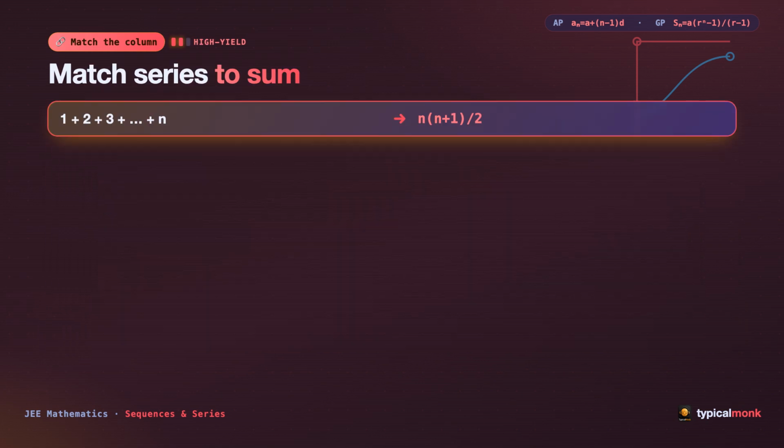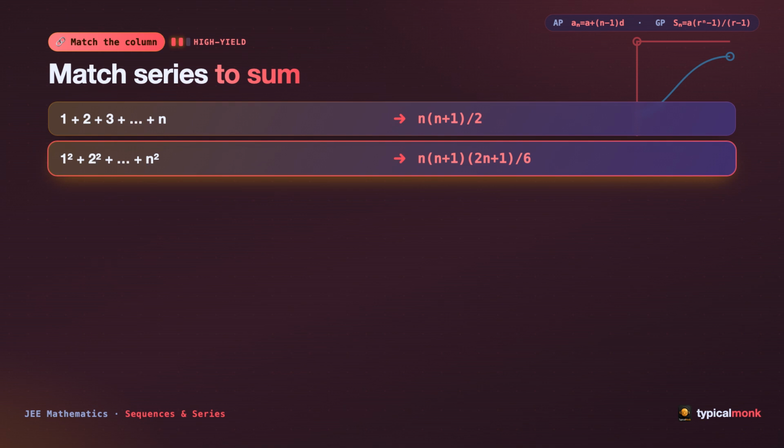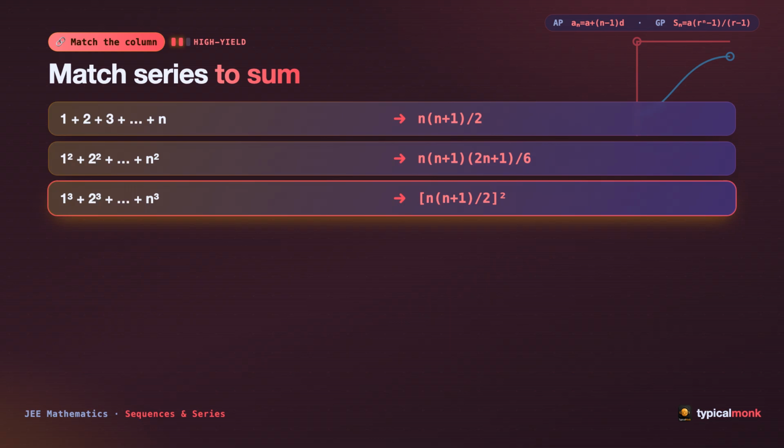A quick match now. Say each answer aloud before I reveal it. 1 plus 2 plus 3 and so on up to n. That sum is n times n plus 1 over 2, the oldest special sum in the book. 1 squared plus 2 squared and so on up to n squared. That sum is n times n plus 1 times 2n plus 1 over 6. 1 cubed plus 2 cubed and so on up to n cubed.